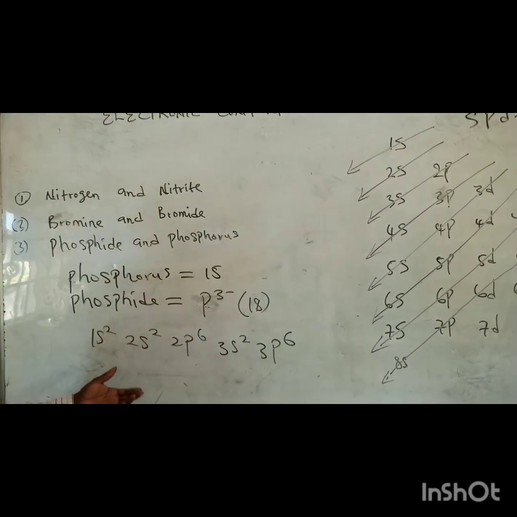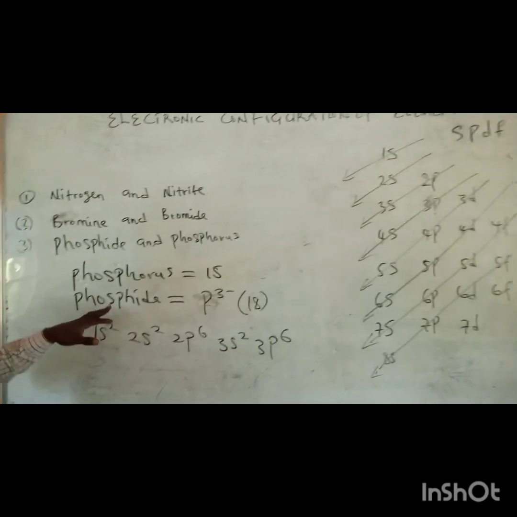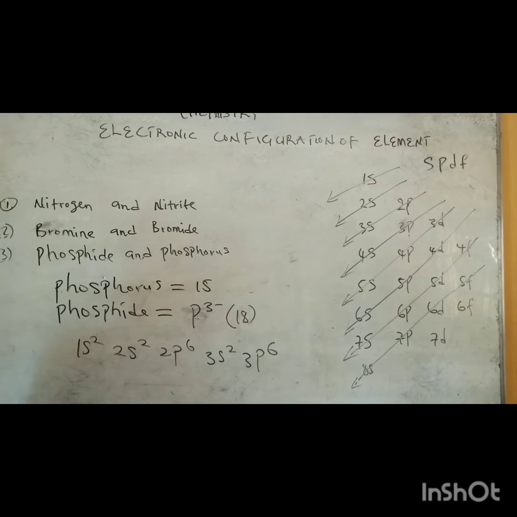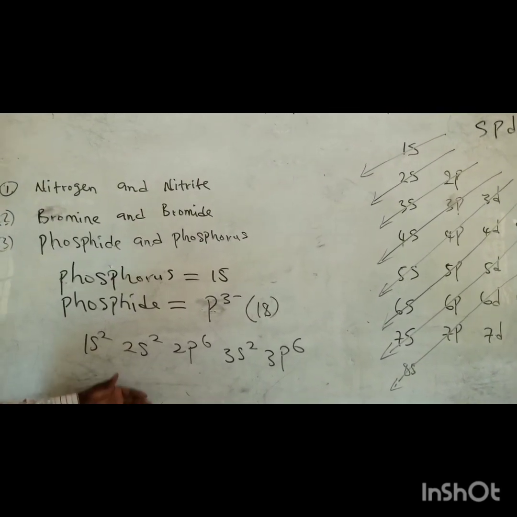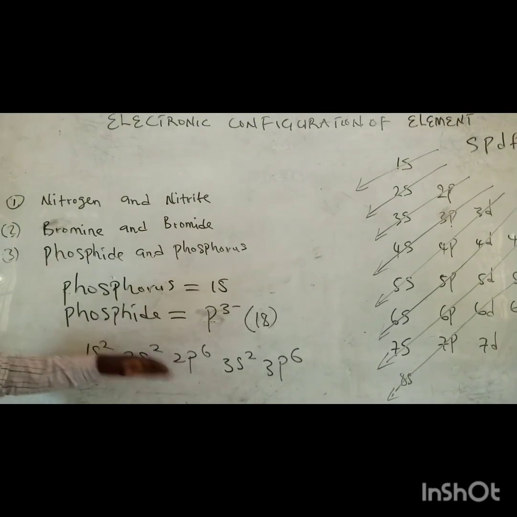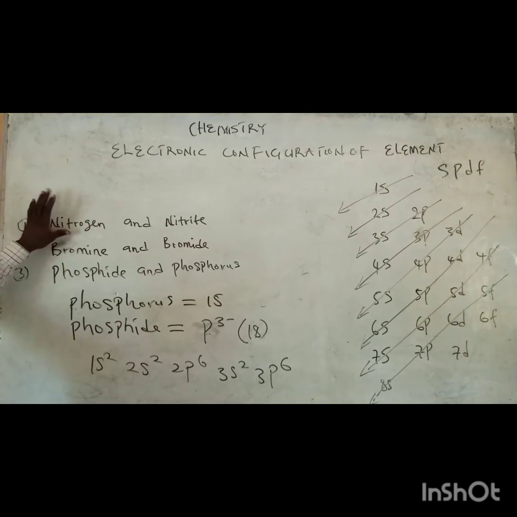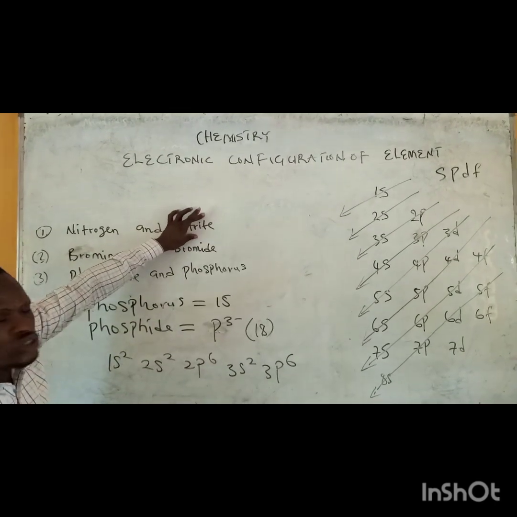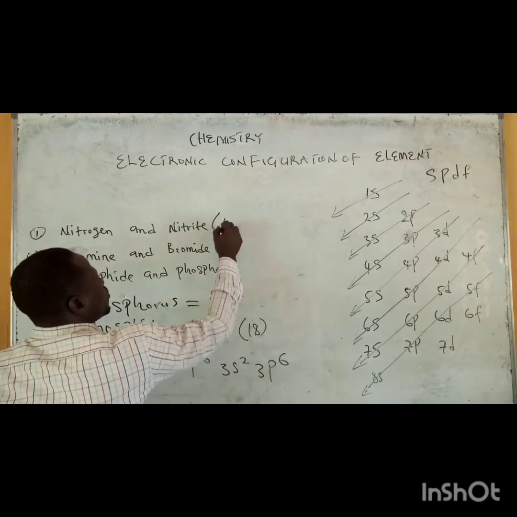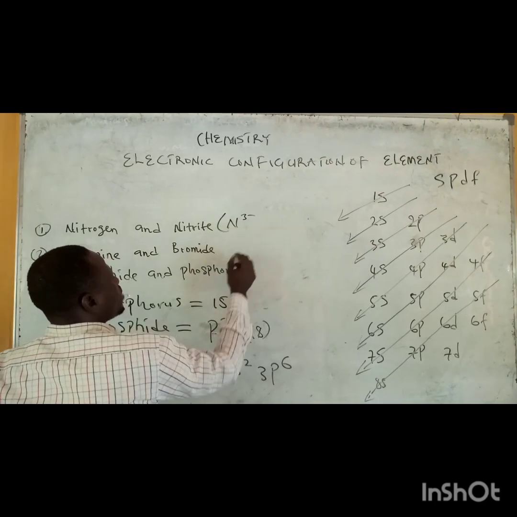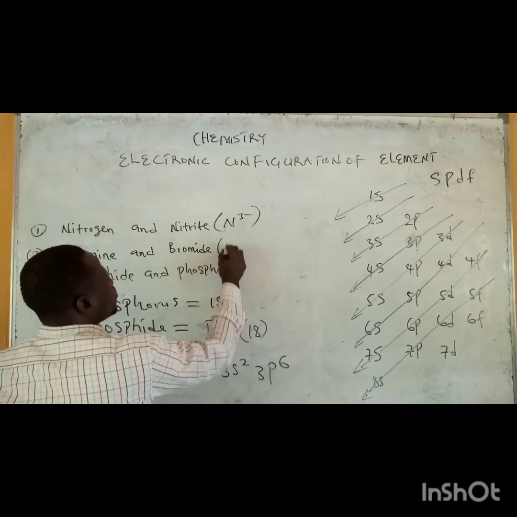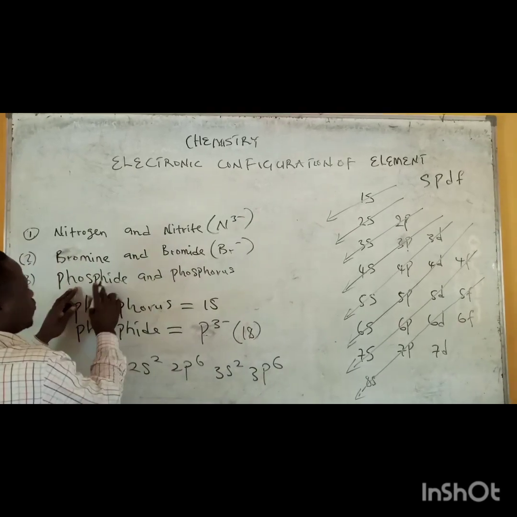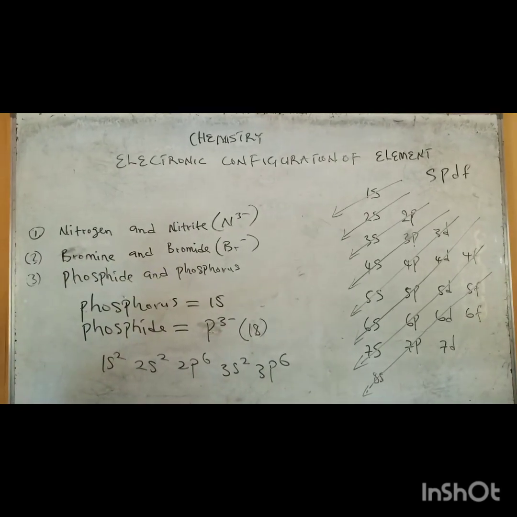I believe you understand. So what you are going to do is try this one on your own and subsequently try different electronic configurations. If you are given the electronic configuration of an ion, it is different from the normal electronic configuration of any of these elements. Like this one, nitrogen and nitride. This one is an ion. You understand? Like this one we have the ion N3-, while this one we have bromine, Br-, and this one we have phosphorus, P3-. That's how it is. Thank you.